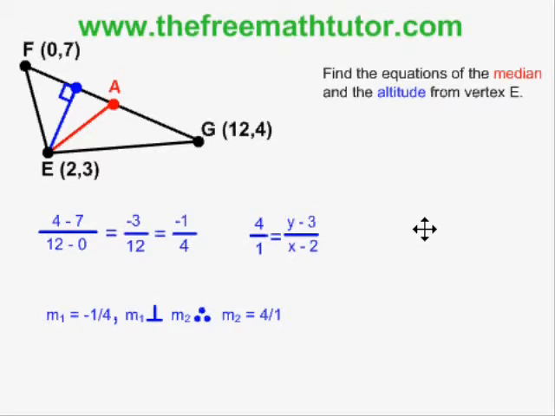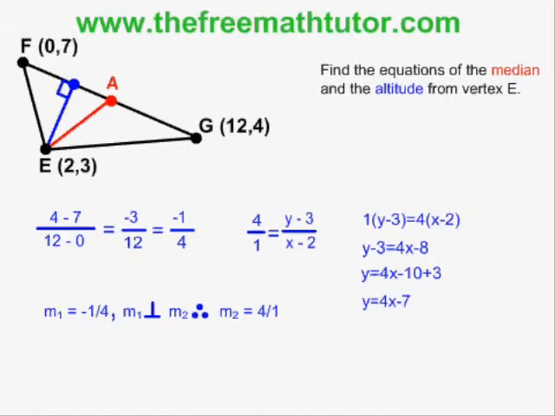Cross multiplying, I get the equation 1 times y minus 3 is equal to 4 times x minus 2. And this simplifies into y equals mx plus b form as y equals 4x minus 5. The equation of the altitude is y equals 4x minus 5. This is how we can find the equations of both the median and the altitude from any vertex in a triangle.